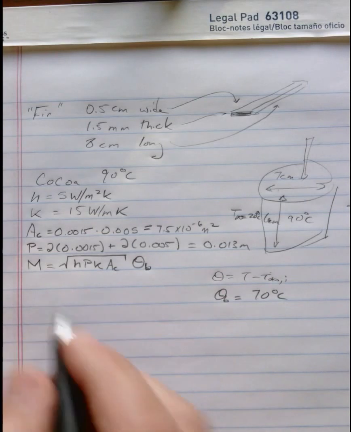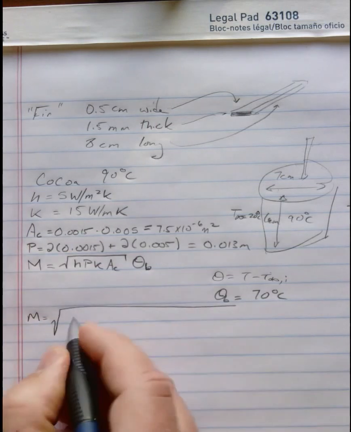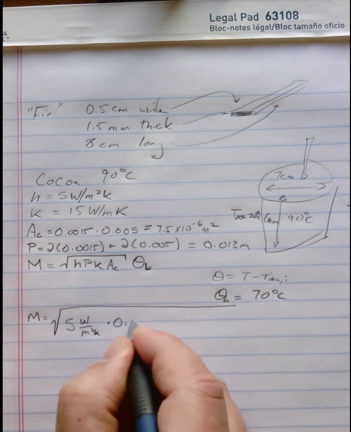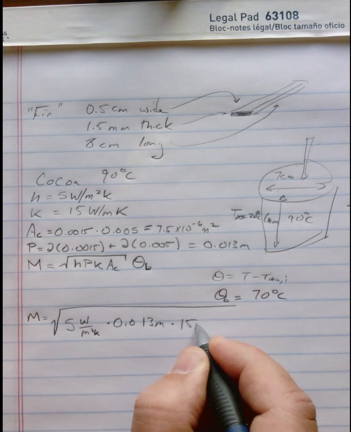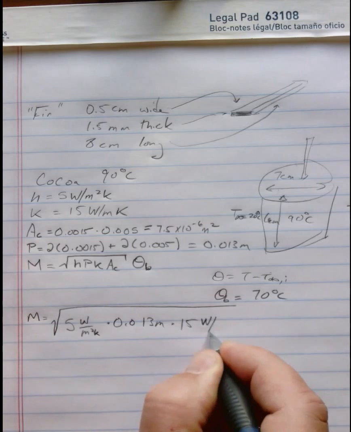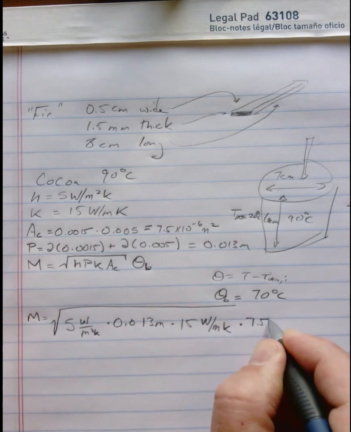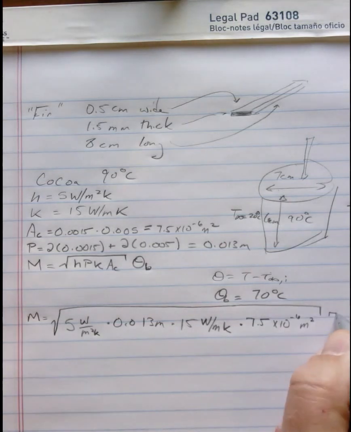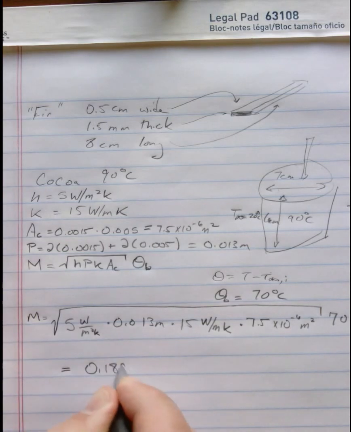Okay, so if I put all these numbers in here, capital M is equal to the square root of 5 watts per meter squared Kelvin times 0.013 meters times 15 watts per meter Kelvin times 7.5 times 10 to the negative 6 meters squared times 70 degrees C. And that is equal to 0.189 watts. Capital M has units of watts.